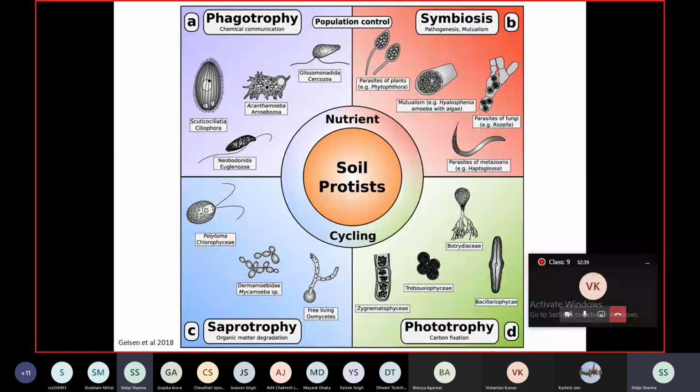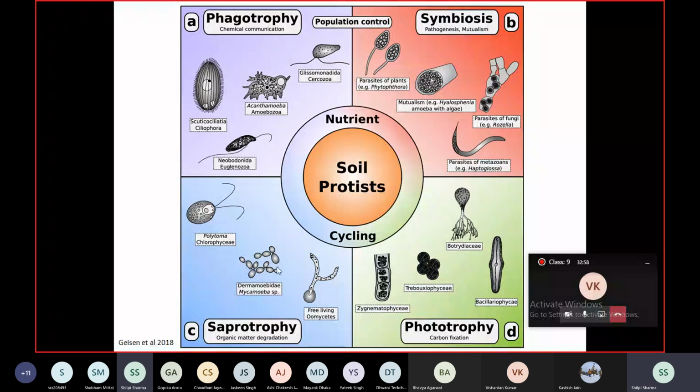Many soil protists feed on bacteria and fungi, even on other protists and animals. So they affect the abundance and the diversity in nature. Population control happens to be one important aspect that they play in the ecosystem.